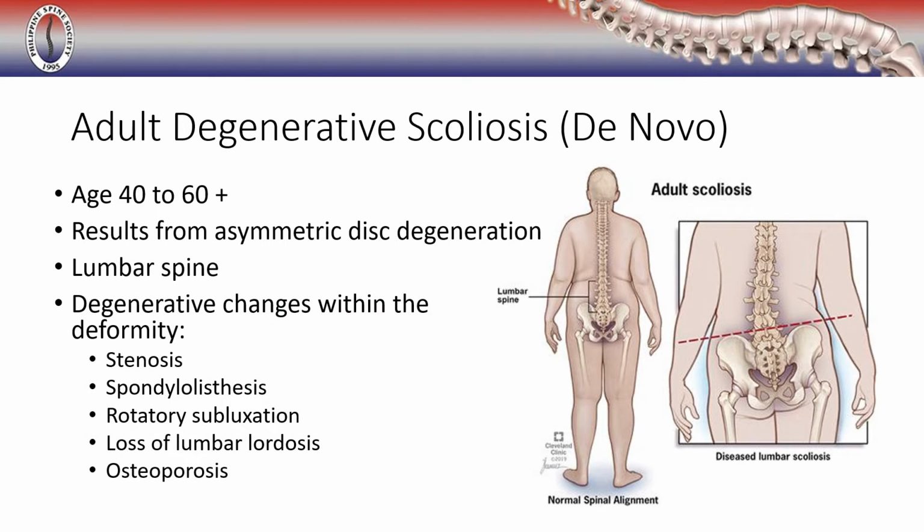So adult degenerative scoliosis develops in adulthood, can be as early as 40 years of age, but typically the patients we see are 50, 60, or 70 years old. And if you look at the epidemiology, most of the studies point to an asymmetric disc degeneration as the starting point. Again, it involves predominantly the lumbar spine. And the thing to remember about this is that one of the main reasons why these patients present to us is because they have these degenerative changes within the deformity. They may already have some form of stenosis, spondylolisthesis, loss of lumbar lordosis, or even osteoporosis.